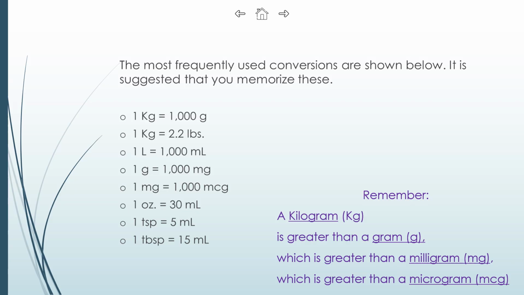One helpful way to remember this is to remember that a kilogram is greater than a gram, which is greater than a milligram, which is greater than a microgram. So as you're converting those numbers, you can kind of figure out which way to move your decimal point if you want your number to get bigger or smaller.